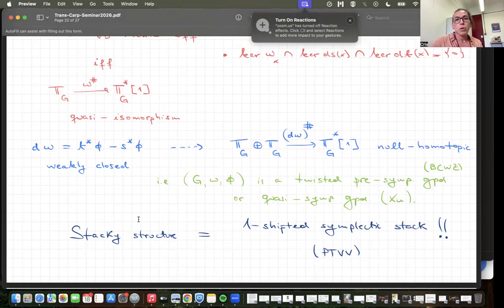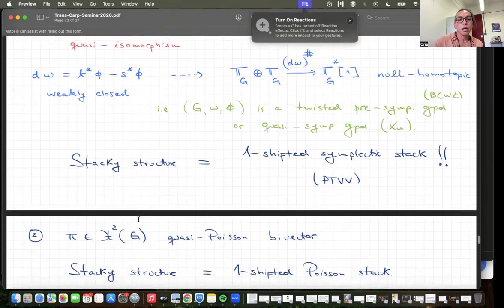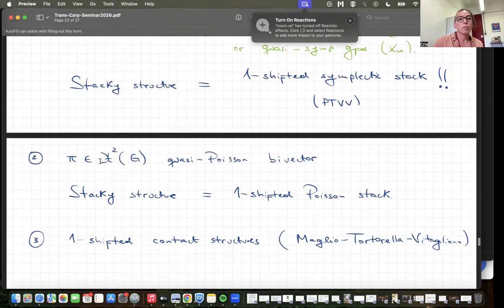Okay, so now you can reverse arrows and consider quasi-Poisson bivectors on a groupoid. I forgot to put an important word here. This is a multiplicative quasi-Poisson bivector. And the stacky structure encoded by this is a one-shifted Poisson stack.